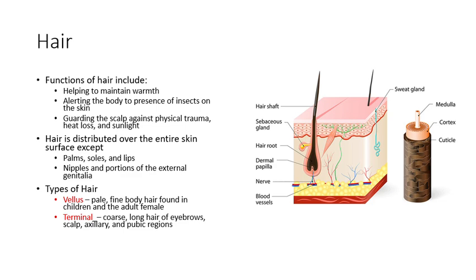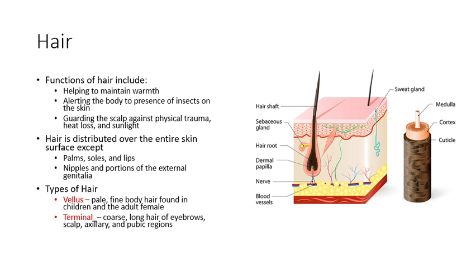And in general, there are two types of hair: vellus hair, which is pale, fine body hair, and terminal hair, which is coarse, long hair of the eyebrows, the scalp, your armpits, and the pubic regions. When we look at a hair follicle, it has two general parts: a hair root and a hair shaft. There's generally a hair bulb down at the bottom of the hair root where you have a capillary loop in a dermal papilla, and that's where cells very close by are still able to perform mitosis and allow for hair growth.